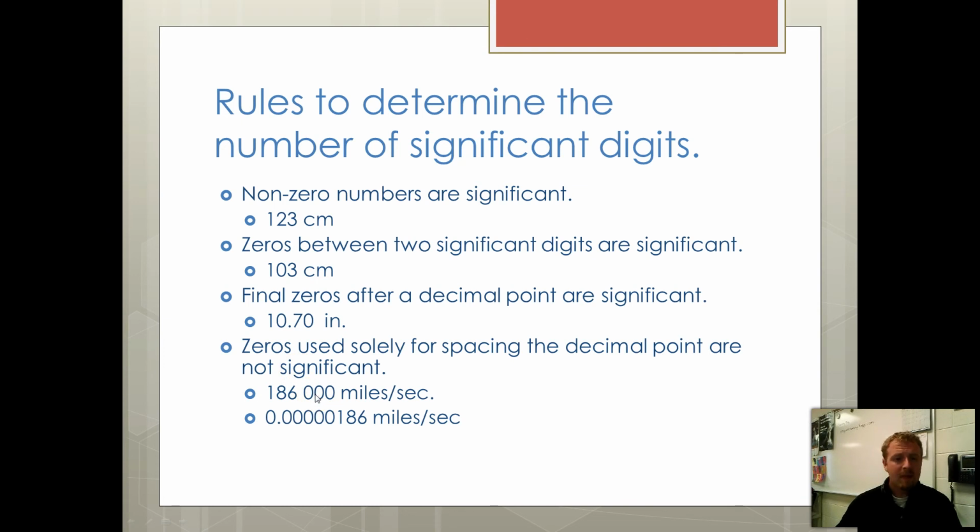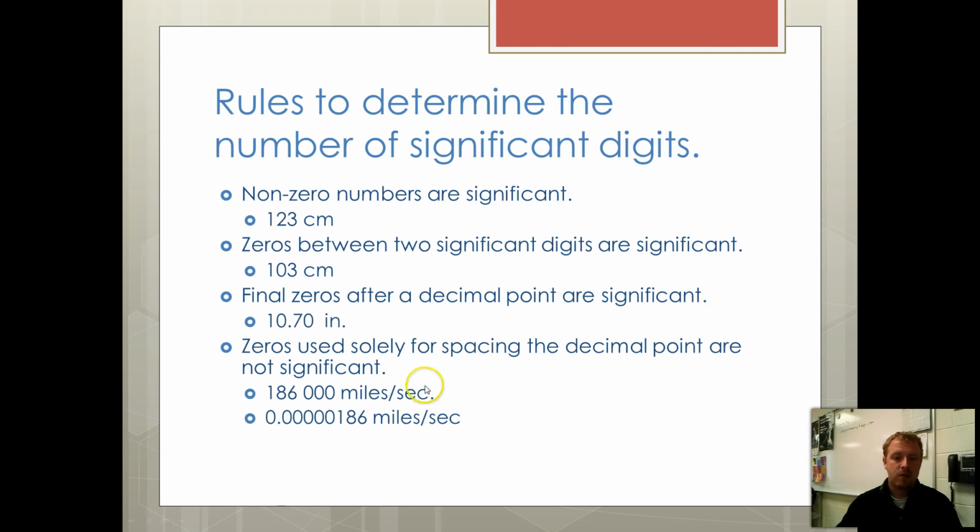Now, this does not mean they're not important. For instance, if I just drop these zeros off, that would drastically change this number. Instead of having 186,000 miles per second, it would be 186 miles per second, and those two numbers are very different. So we're not talking importance, we're talking significance. We're talking about what it tells us about the device that measured it.